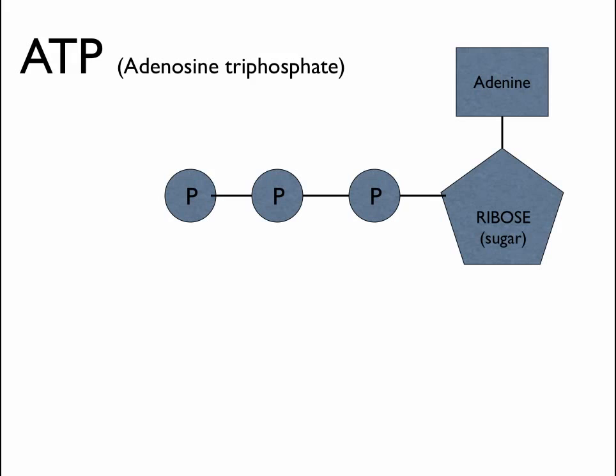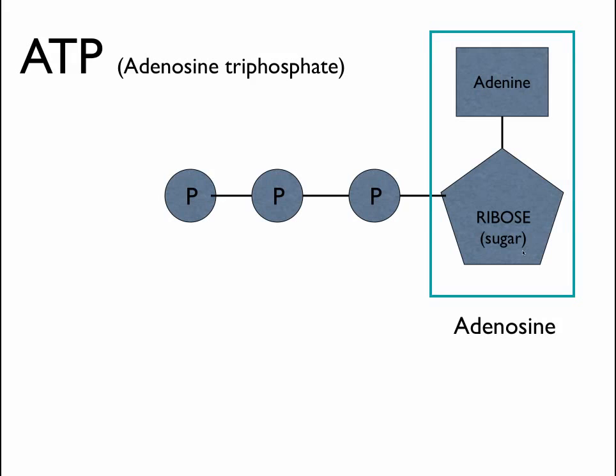And so what is adenosine triphosphate? We hear a lot about it in biology. Well, it starts with a molecule of adenine. For those of you who are familiar with genetics, you'll recognize this molecule. Attached to it is a molecule of ribose, which is a sugar. Anything ending in -ose is going to be a sugar molecule. Those two molecules combined we call adenosine. So adenosine is a combination of adenine and ribose.